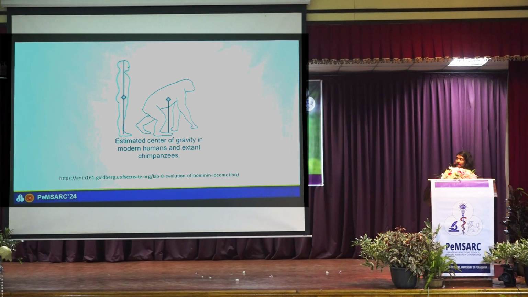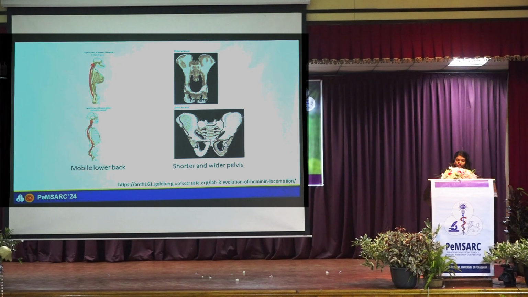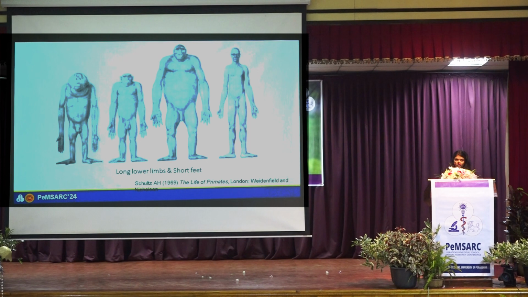Okay. So our center of gravity has also shifted. You can see here in the primate, it's between the upper limbs and the lower limbs. But in humans, it is directly above the feet and the knee joint. Here also we see some differences in the primates and the humans. The above pictures are those of earlier primates, and the lower pictures are those of humans. So we have a more mobile lower back as well as a shorter and wider pelvis. When we look at the lower limbs, they are longer, and the feet have become shorter.